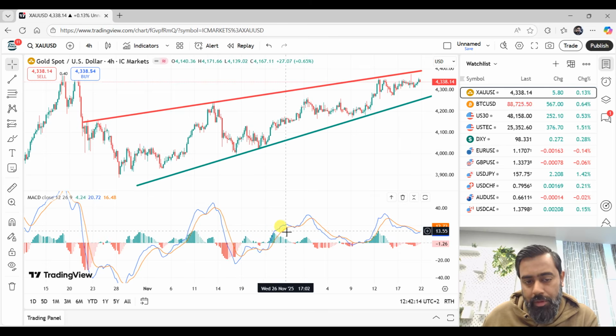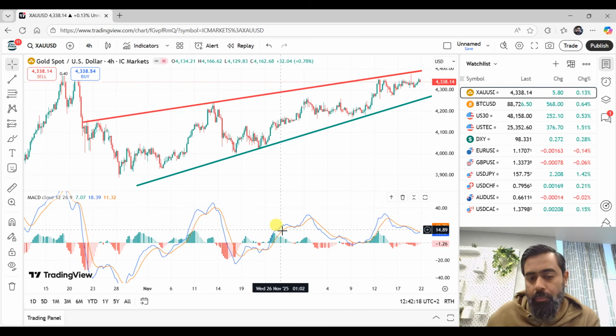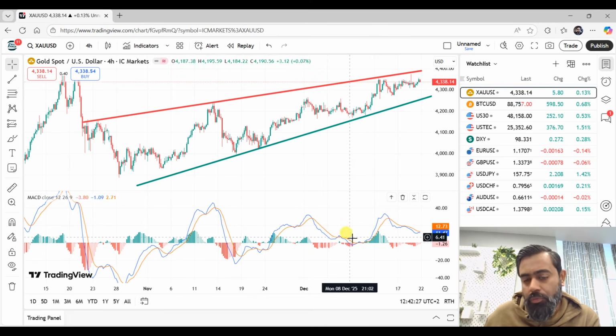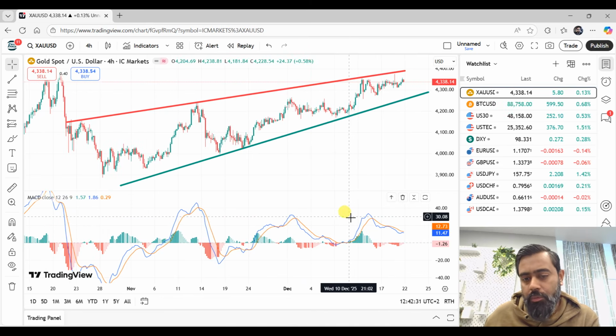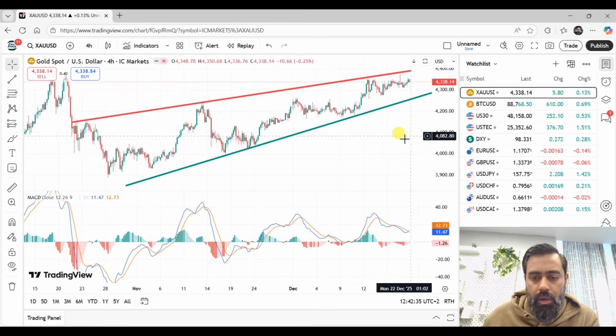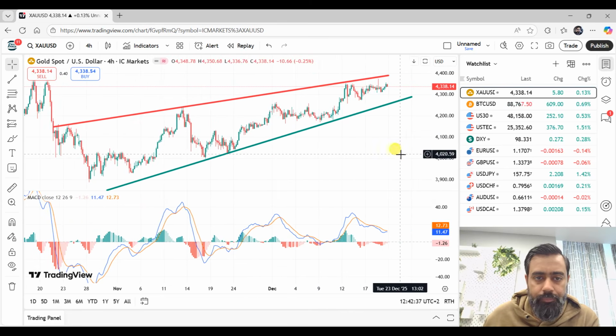And whenever these two, orange and blue, moving averages cross, when the blue comes on top and the orange goes below, that means the selling momentum is going to start. Whenever the blue comes down and orange goes above, that means the buying momentum is going to start, or it has started.